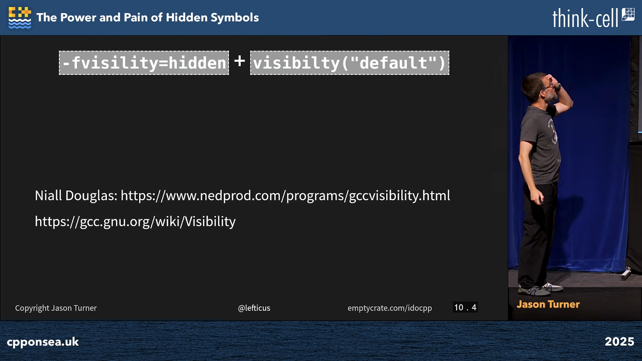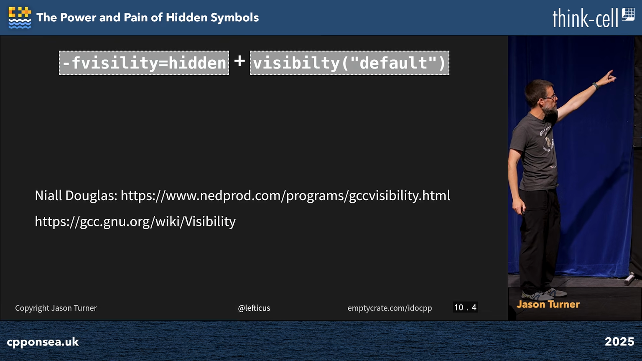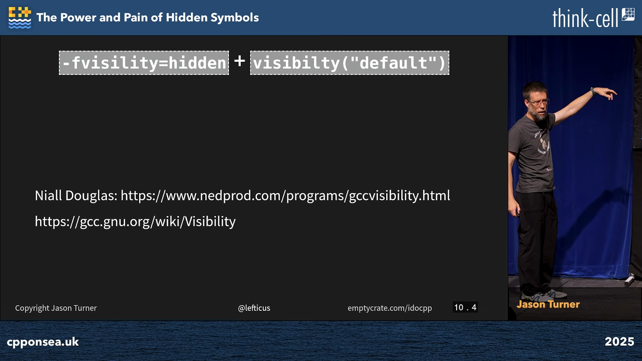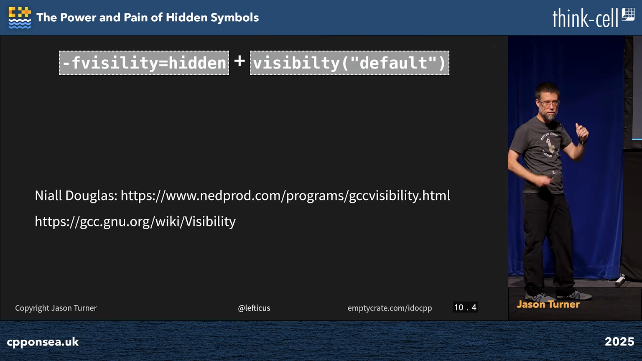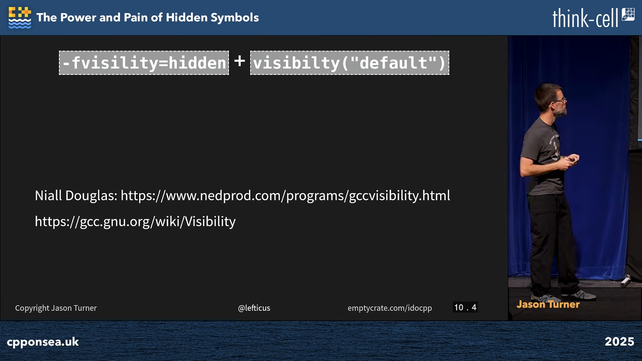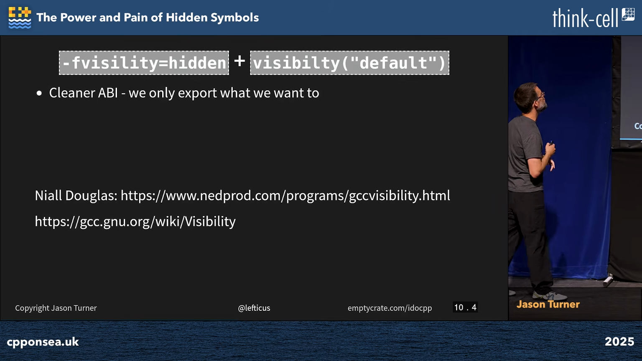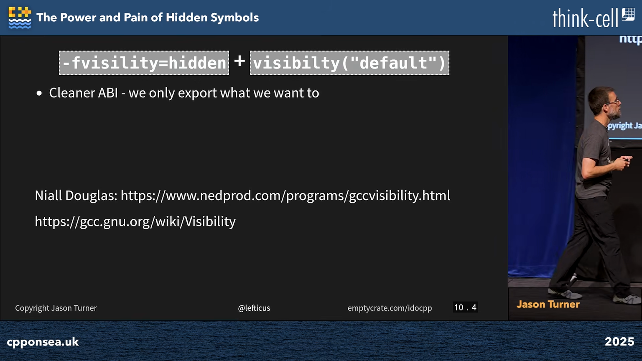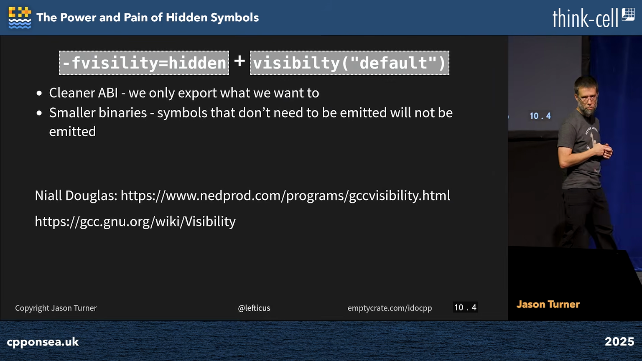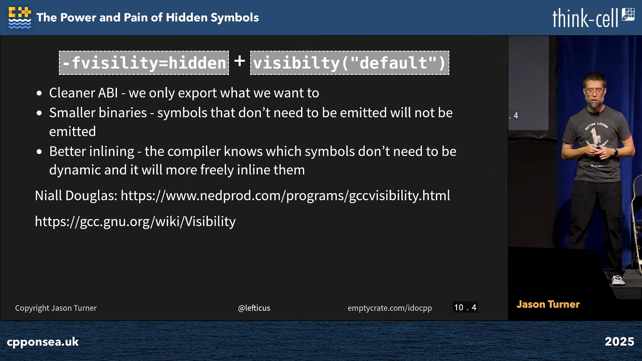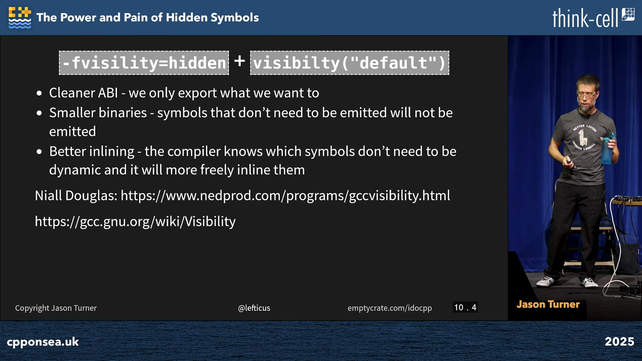So, visibility=hidden plus visibility default. Niall Douglas, for anyone who knows him, he's been around. Niall was the one who actually wrote this patch for GCC. It was like GCC 4.6 or something like that. It's been around for a while. There's articles on how to use it correctly. We get the cleaner ABI in that we only export what we want to. We don't have these implicit dependencies. Smaller binary, symbols that we don't need won't be emitted, and better inlining because the compiler says, oh, that thing is a private symbol anyhow, I'm free to inline it.